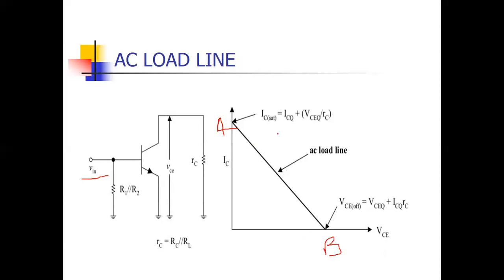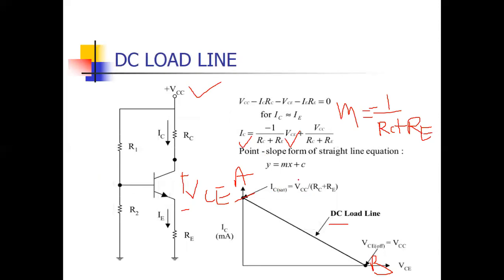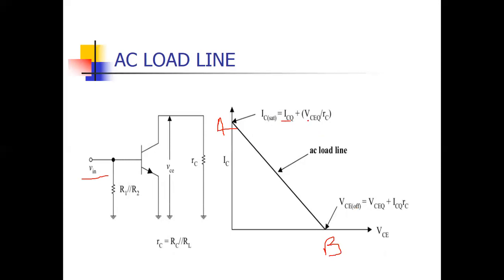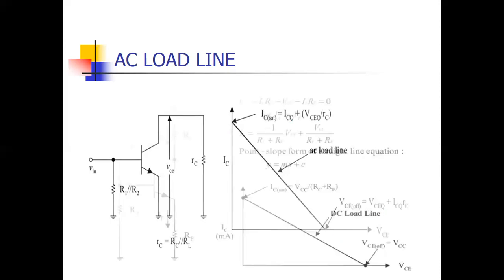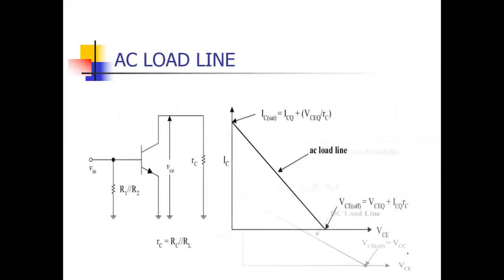Now in the previous case, only quiescent current: IC equals VCC upon RC plus RE is your quiescent current ICQ. Or we can say DC current. But in AC analysis along with DC, some AC part will be there. So ICQ plus VCEQ upon RC. Same on the voltage side: this was the DC quiescent voltage, but now some AC voltage will be added. When we join these two points, it is called a load line, and now the slope will be proportional to some AC signal. That is called the AC load line.